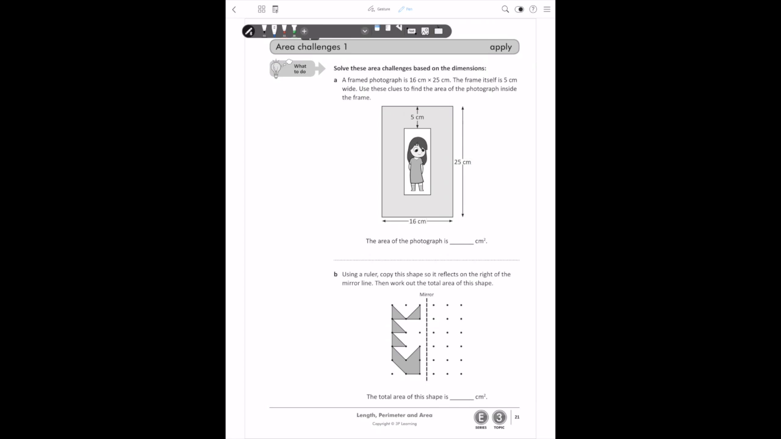So a framed photograph is 16 centimeters by 25 centimeters. The frame itself is 5 centimeters wide. So use these clues to find the area of the photograph inside the frame. So you want to find out what the area of this picture is, okay?